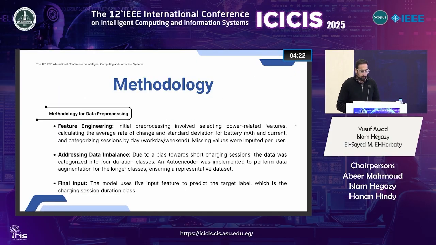So we had two methodologies when we collected the data. We had to do some feature engineering, and our feature engineering is we calculate the average rate of change of battery capacity that happens during the charging process and the standard deviation, along with it the same for the current that is being fed to the battery.